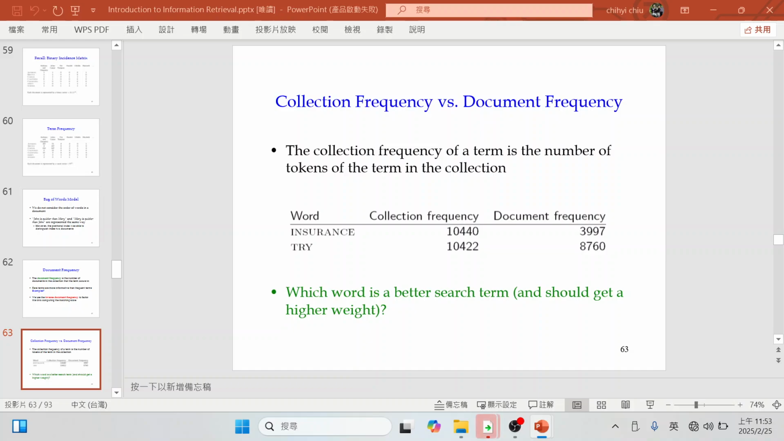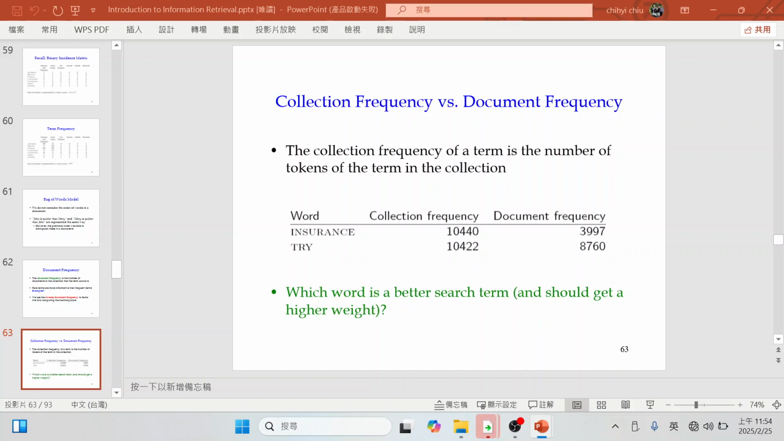And in this slide, there's another term called collection frequency. Now, collection frequency is different from the document frequency. You try to count the number of tokens of the term in the collection, the total time it appears in the whole collection.